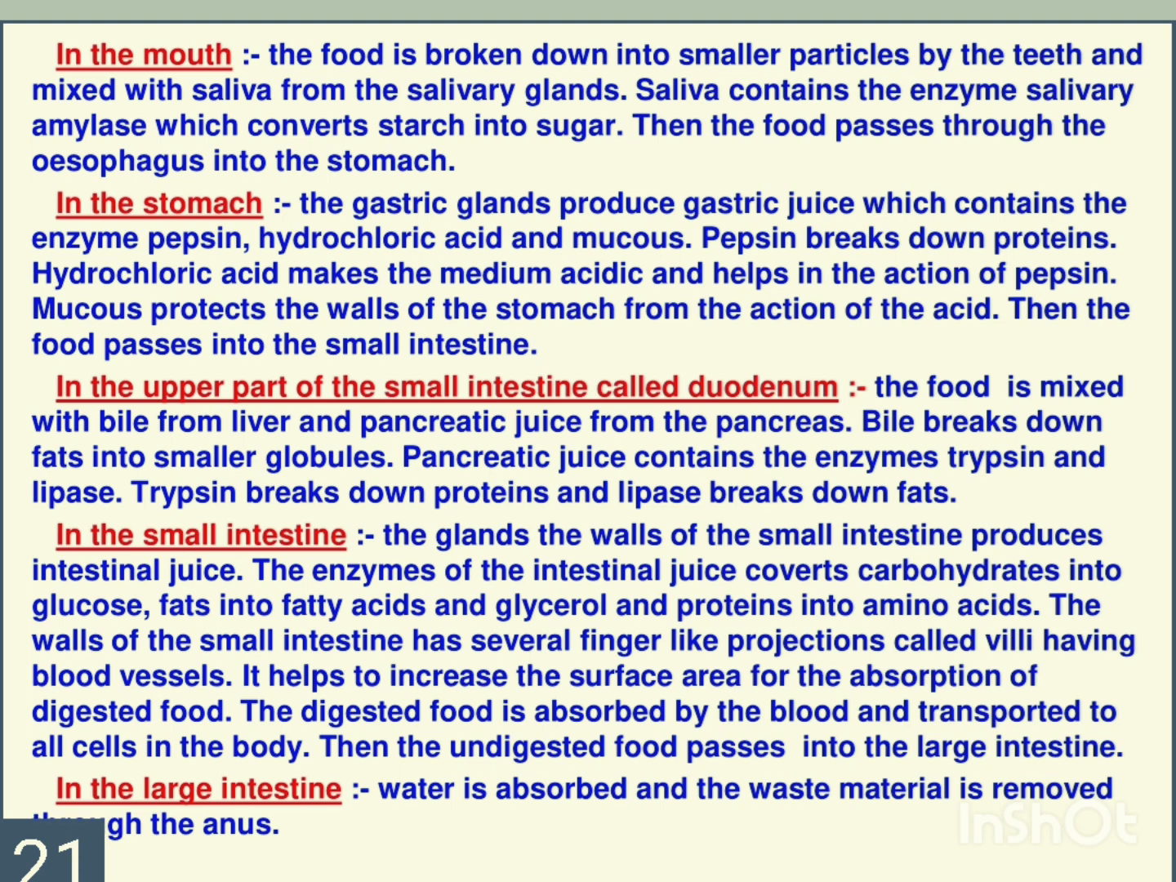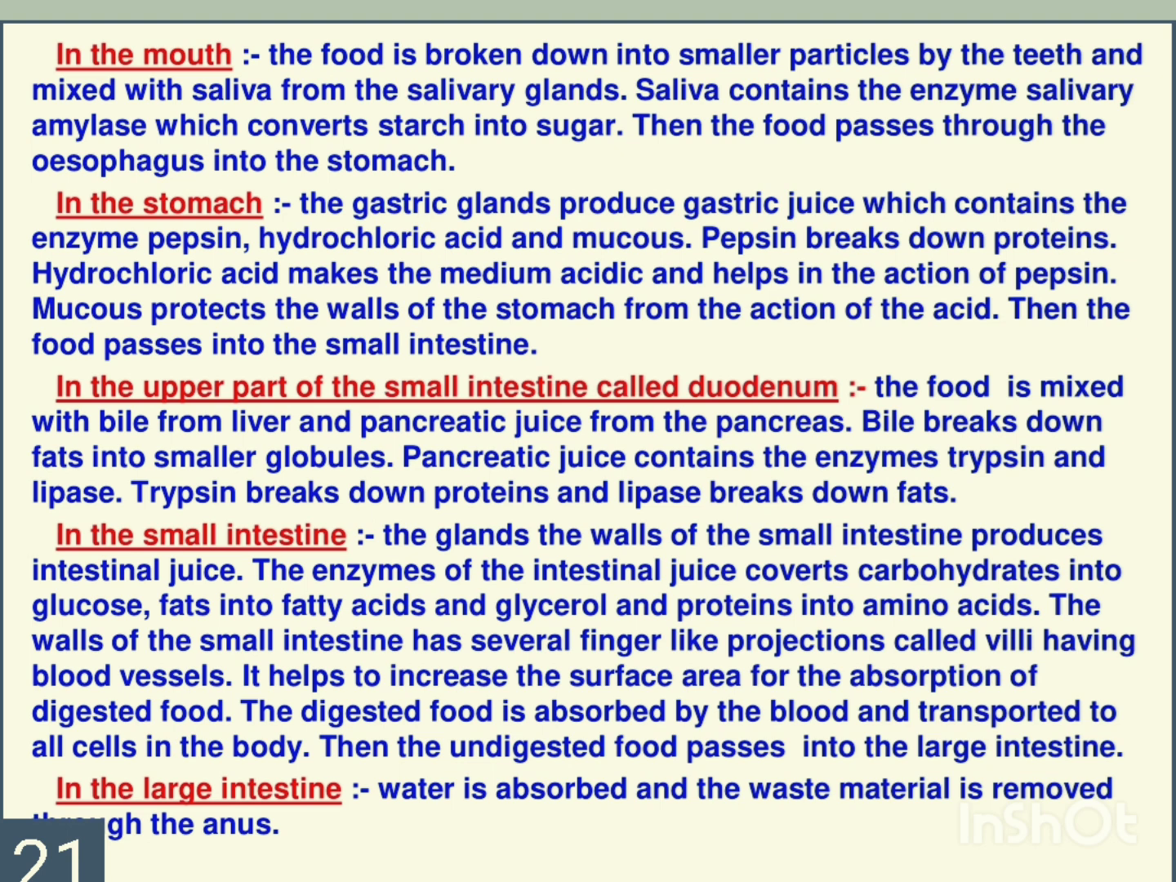Then in the small intestine, the glands in the walls of the small intestine produce intestinal juice. The enzymes of the intestinal juice convert carbohydrates into glucose, fats into fatty acids and glycerol, and proteins into amino acids. So in this way, in the small intestine, the actual process happens. Which are the intestinal juices? They convert carbohydrates into glucose, fats into fatty acids and glycerol, and proteins into amino acids.